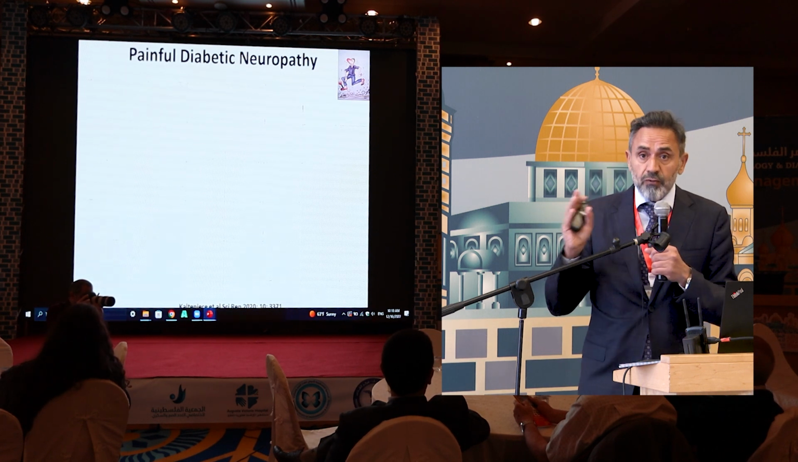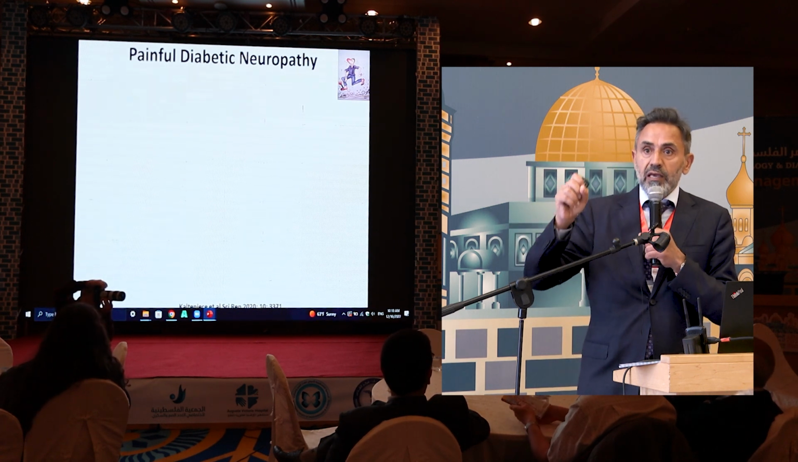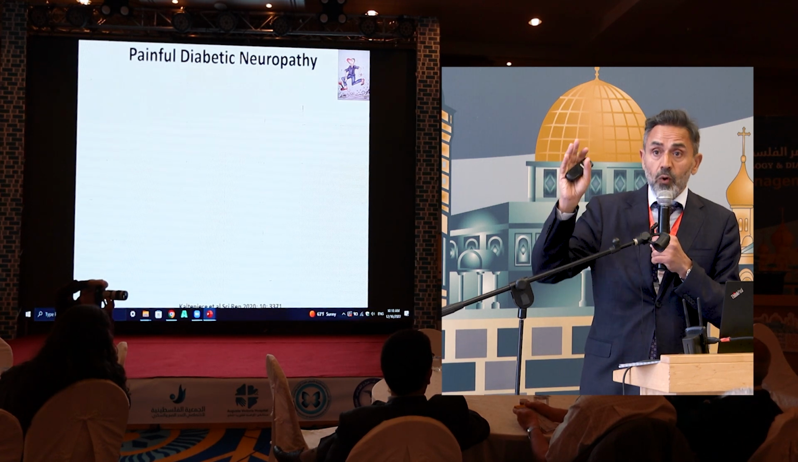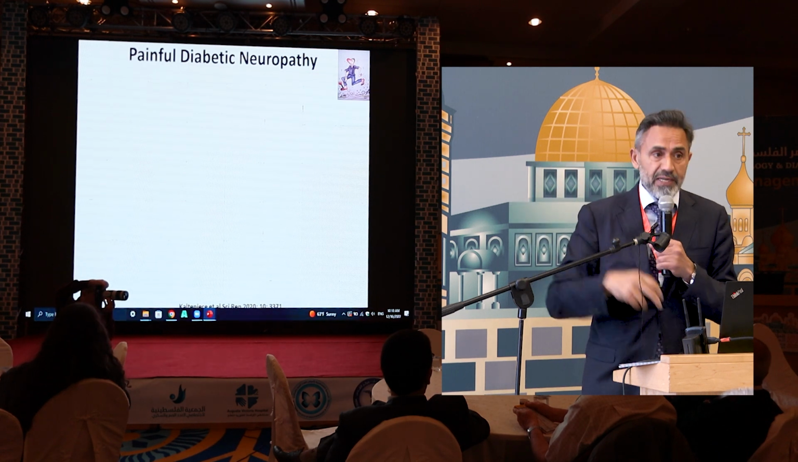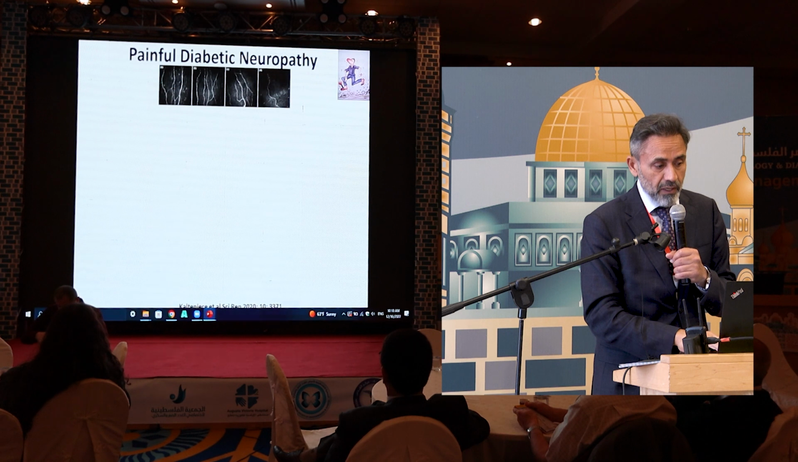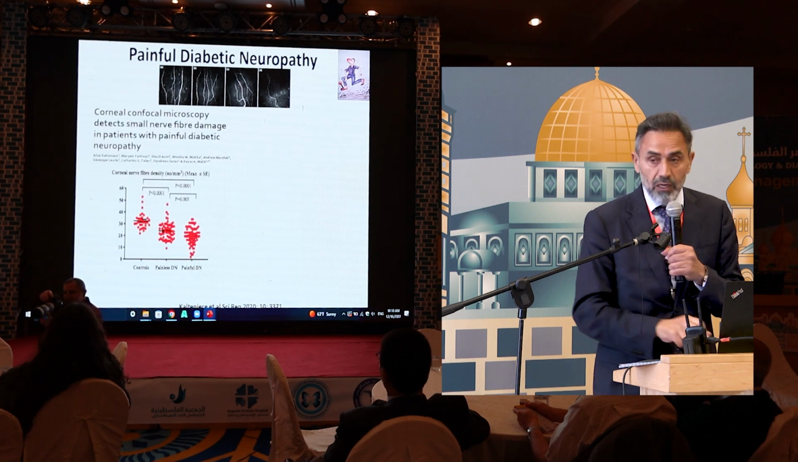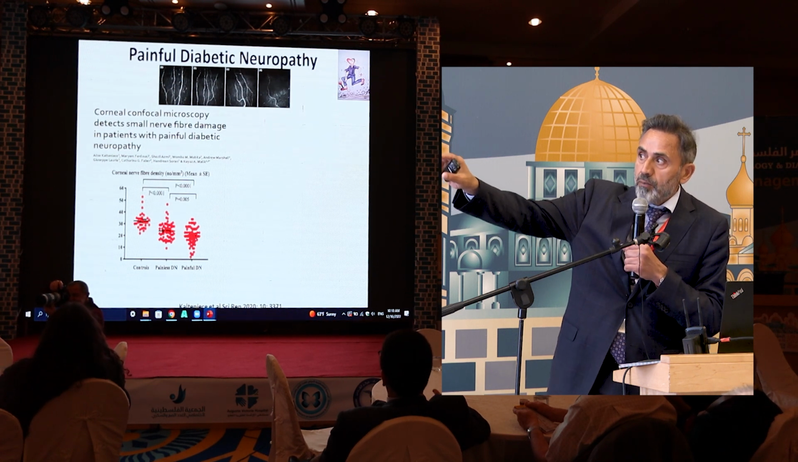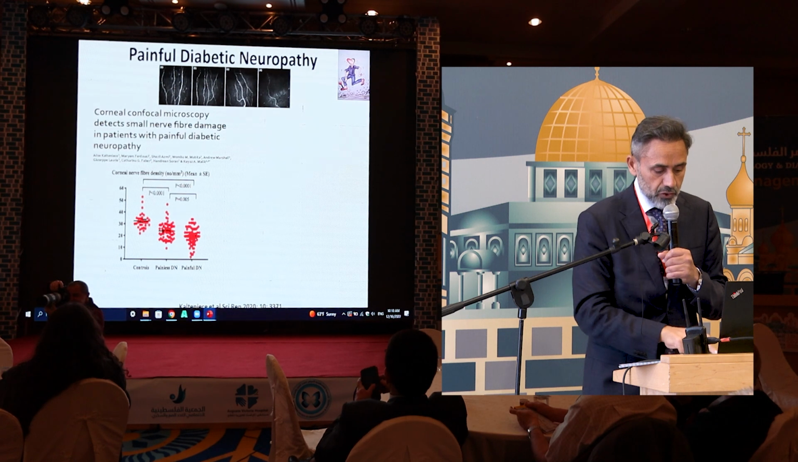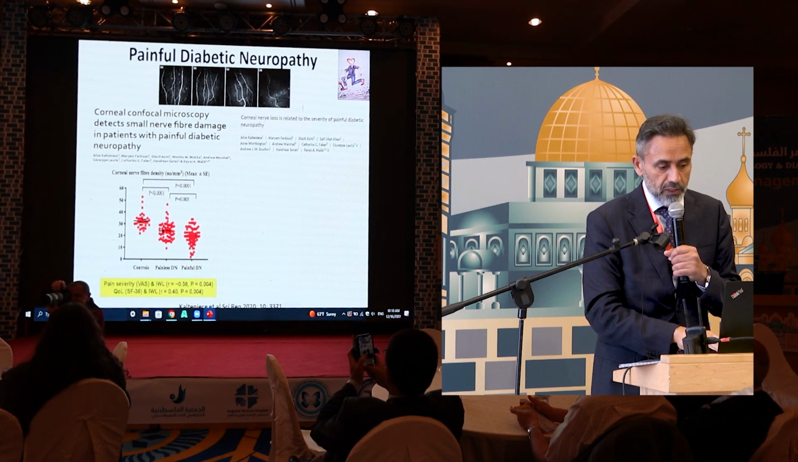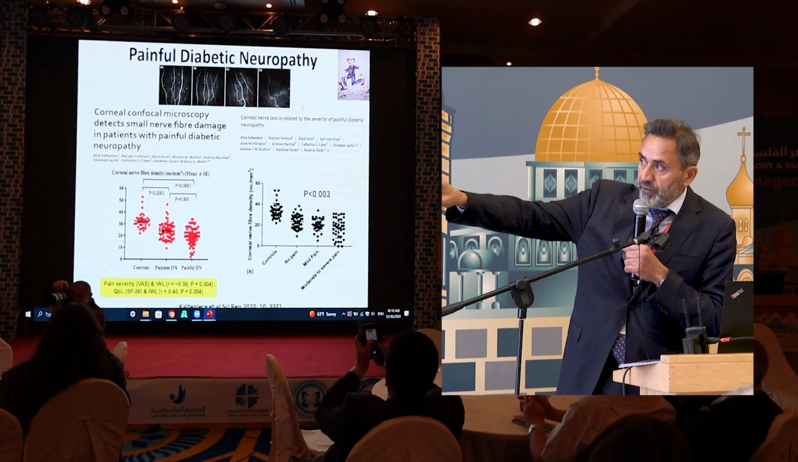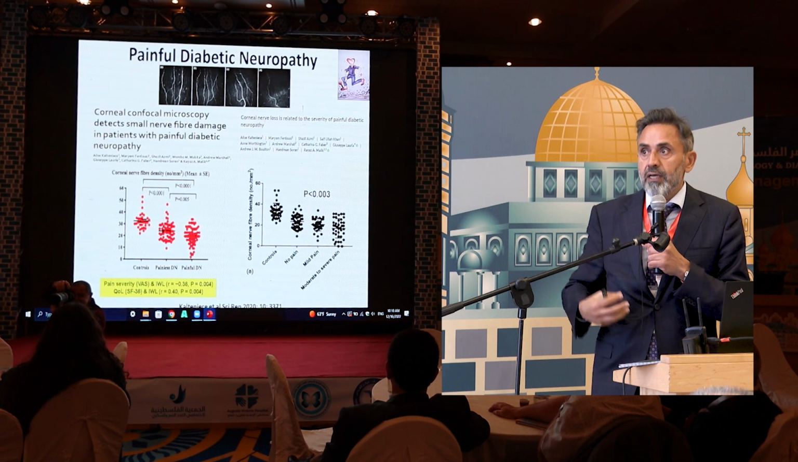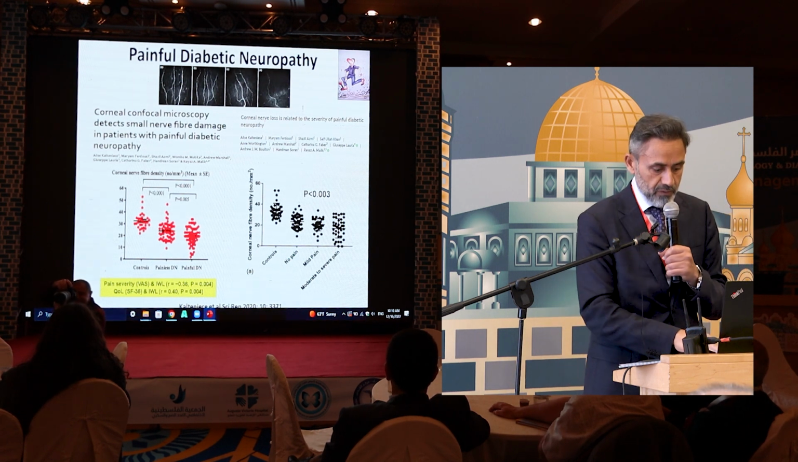So, for painful diabetic neuropathy, simple message. If you believe that pain is from the small fibers, you would expect less nerve fibers or more damage in those with pain compared to those without pain. And that's exactly what we've done. We've shown that if you have painful diabetic neuropathy, there are fewer corneal nerves compared to painless diabetic neuropathy compared to healthy controls. Moreover, we've shown that the more severe the pain, the fewer the nerve fibers. So there is a relationship between the nerves in the eye and the pain that patients perceive.